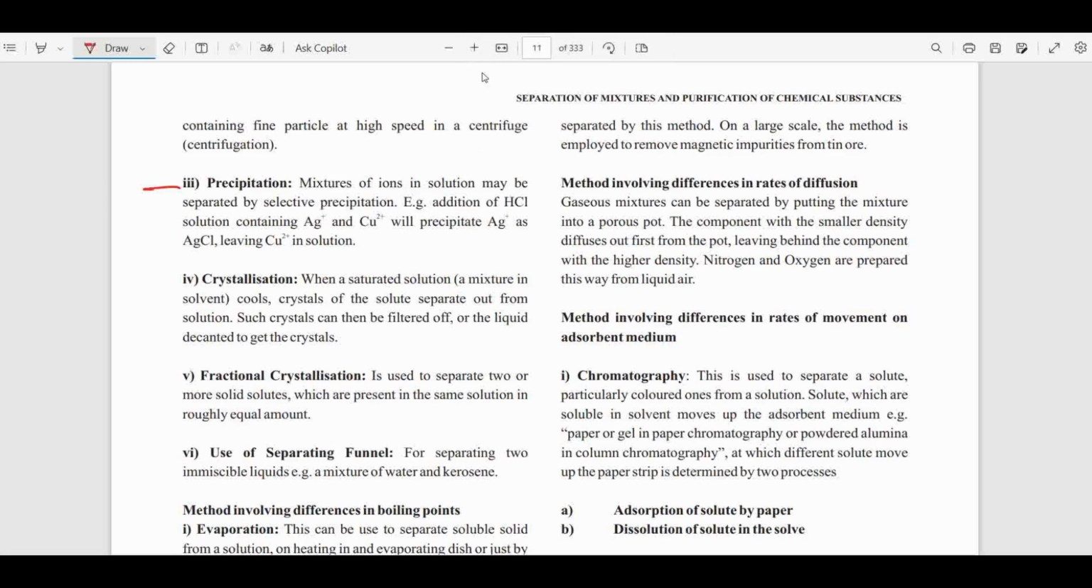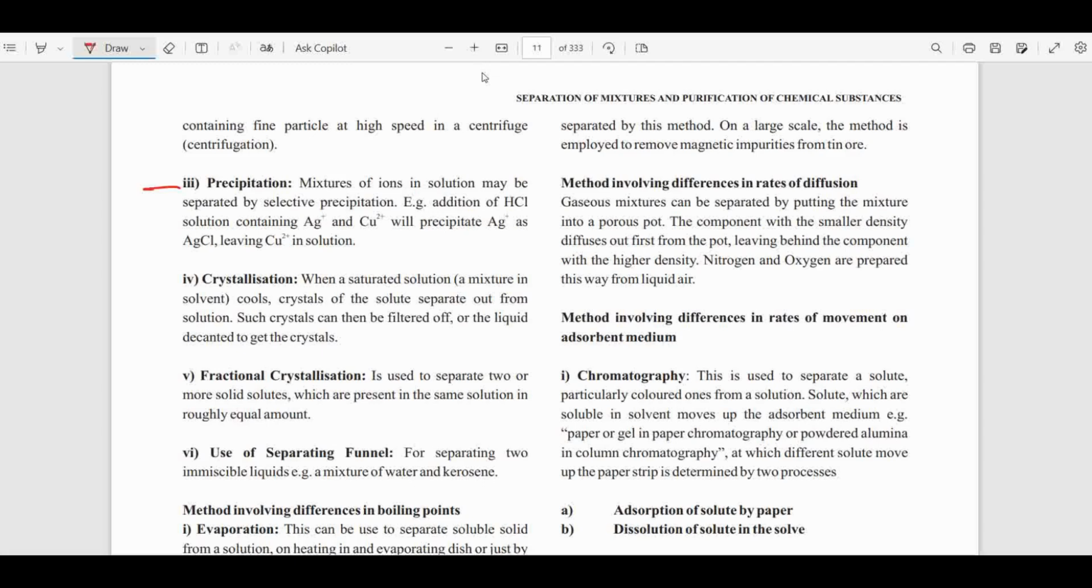In precipitation, you have mixtures of ions. So that's a giveaway actually in the exam. When you have a mixture of ions and one of the components is escaping out of the mixture or leaving the other component behind in the mixture, that would be an example of sedimentation.